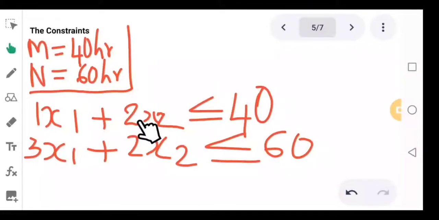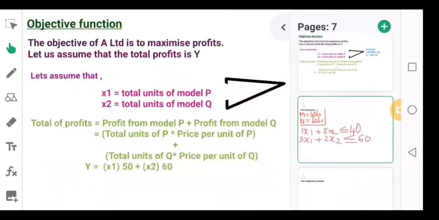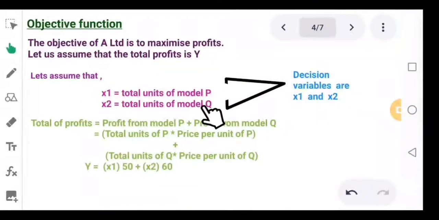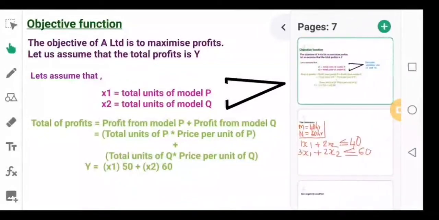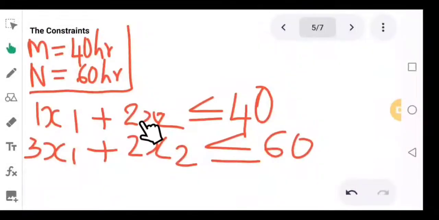Per unit of Q, we require 2 hours at machine M. So 2 hours is for 1 unit. And the total units that we are producing of Q is x2, which is what we have assumed here. So 2 hours into x2, less than or equal to 40.